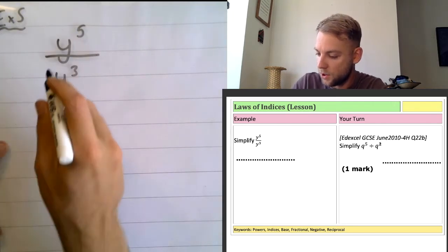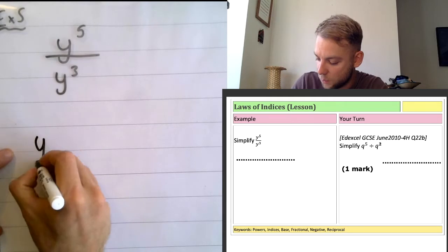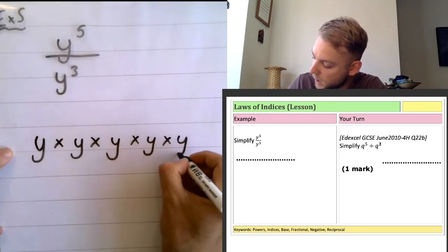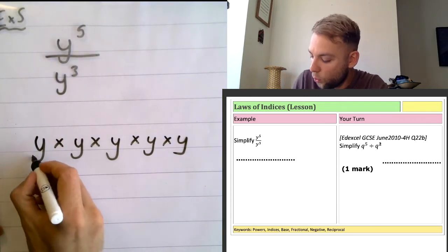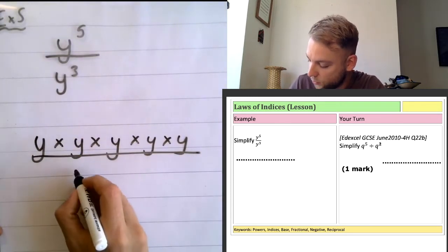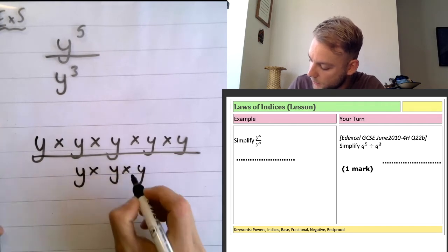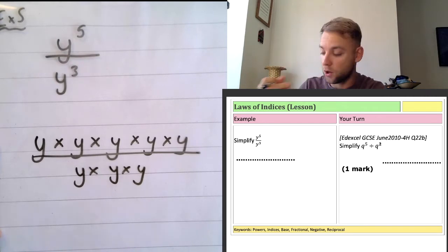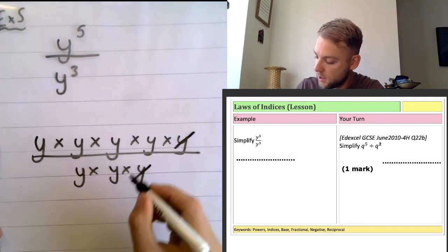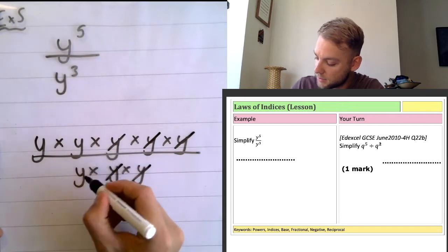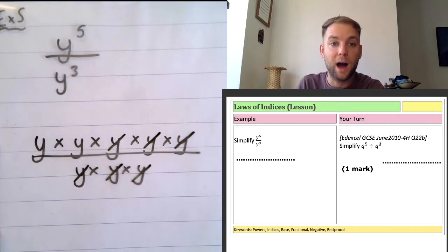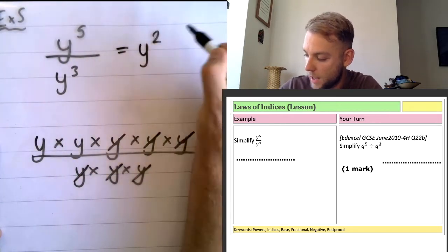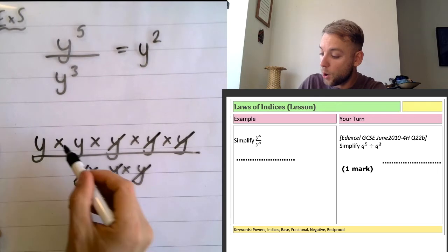But I wouldn't do this with every one. So we know that y to the 5 is the same as saying y times y times y times y times y. Okay? All divided by y to the 3, which is y times y times y. Now with that, we can cancel these because we've got the same on the top and bottom. So we can cancel one of those y's. We can cancel another one of those y's. We can cancel another one. And we're just left with y times y, which is the same as saying y squared. y to the power of 2. And that's because we're only left with 2.